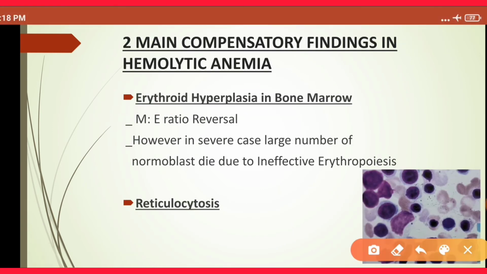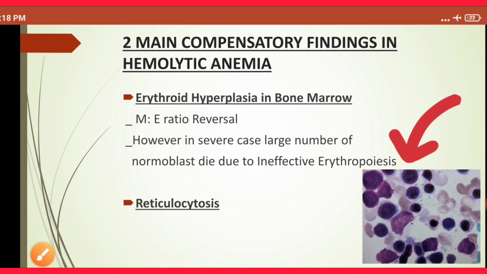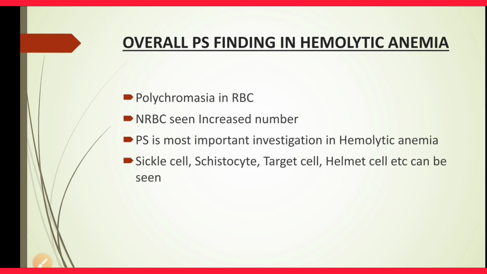So these are the normoblasts. You can see that in the blood, normoblasts are getting increased. This is the normoblast, right? They are the late normoblasts. So normoblasts will increase in your peripheral smear in case of a hemolytic anemia. And you will have the blue colored RBC that is known by the name polychromasia. So these two are the main peripheral smear findings in case of a hemolytic anemia.